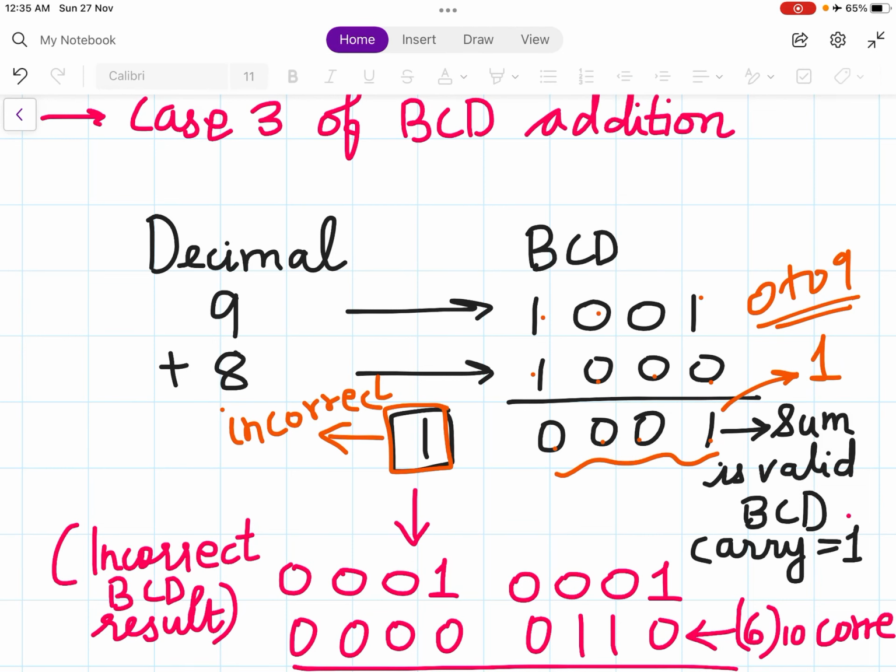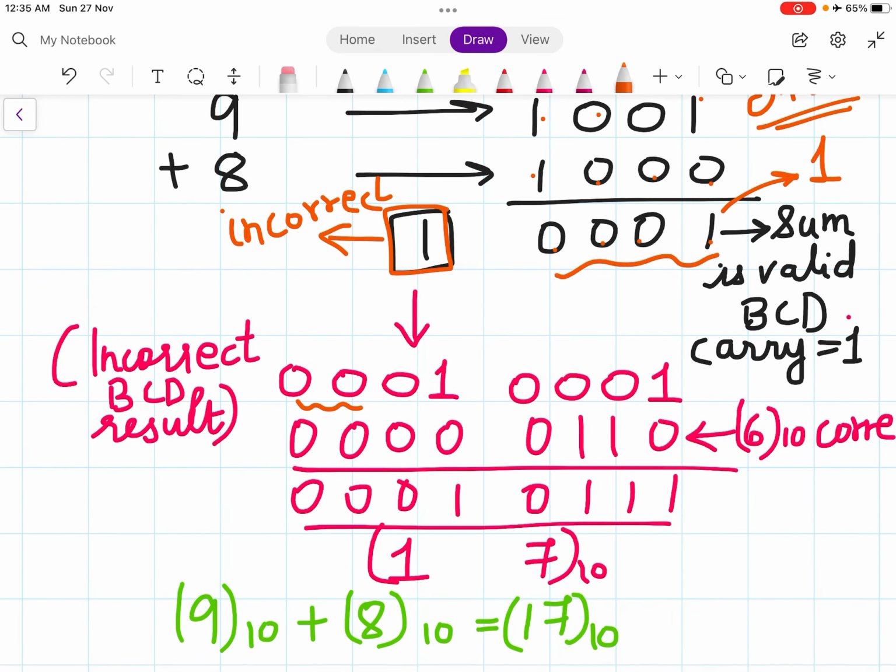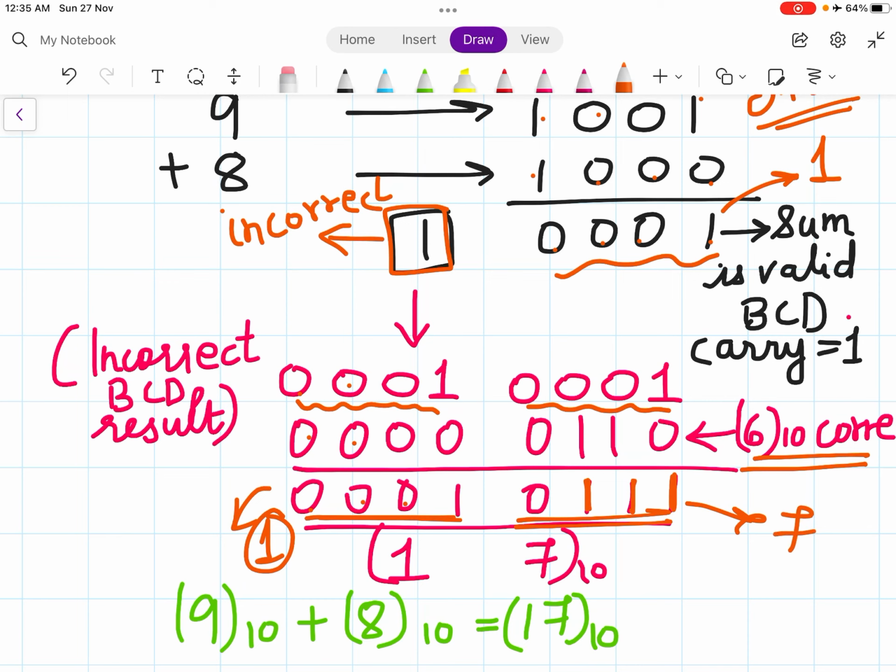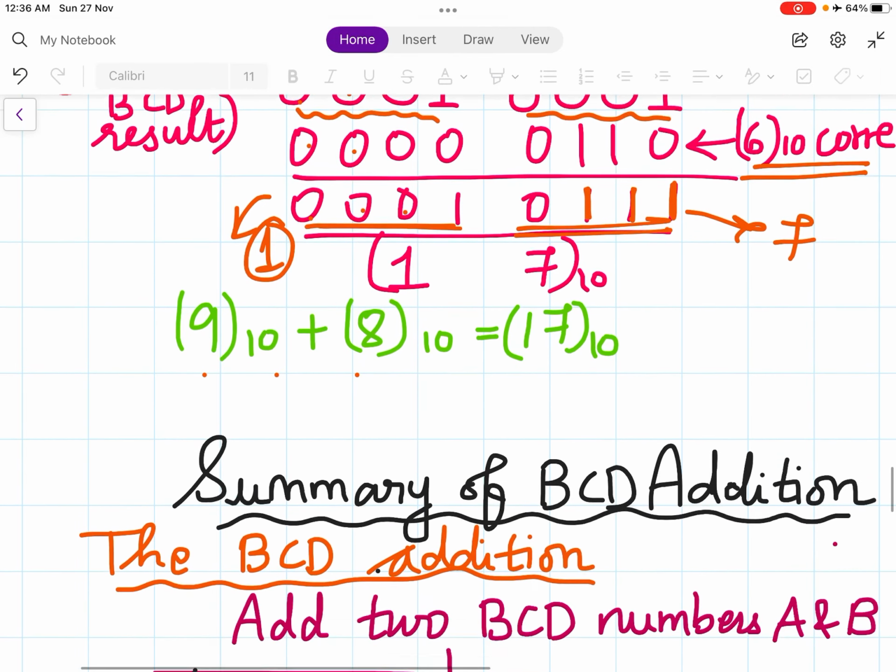So to correct this, what we do? We write the carry 1 in terms of BCD, that is 0 0 0 1, and this we copy as it is, and we add the correction factor 6. So 6 is 0 1 1 0, 0 0 0 0. Adding, we get 0 0 0 1 and 0 1 1 1. This is equivalent to 1, and this BCD is equivalent to 7. So we get 9 to the base 10 plus 8 to the base 10 is 17 to the base 10.